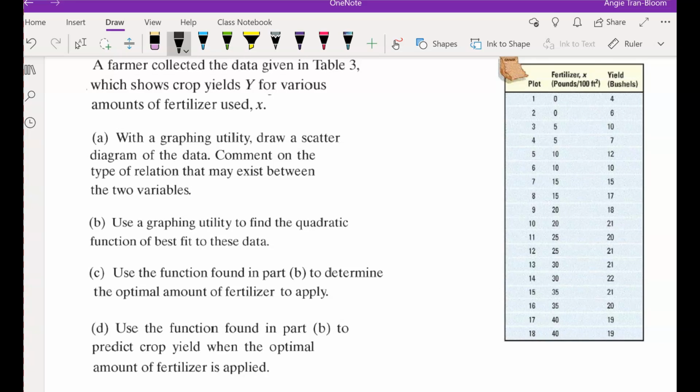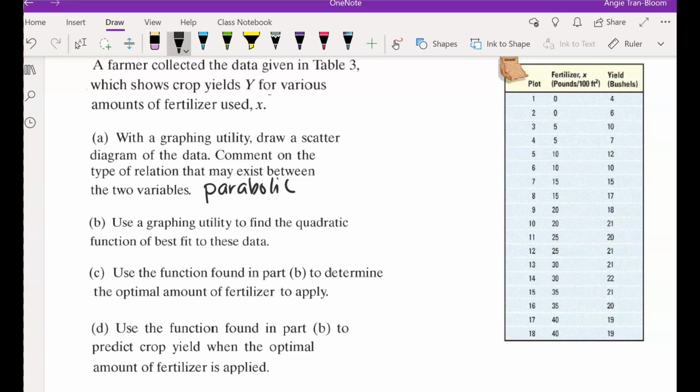So it says comment on the type of relation that may exist between these two. What do you want to say? Parabolic, cubic, quartic? Parabolic, because actually the title of this unit says quadratic. Parabola is fine. I will take parabola. Okay, I will take quadratic.